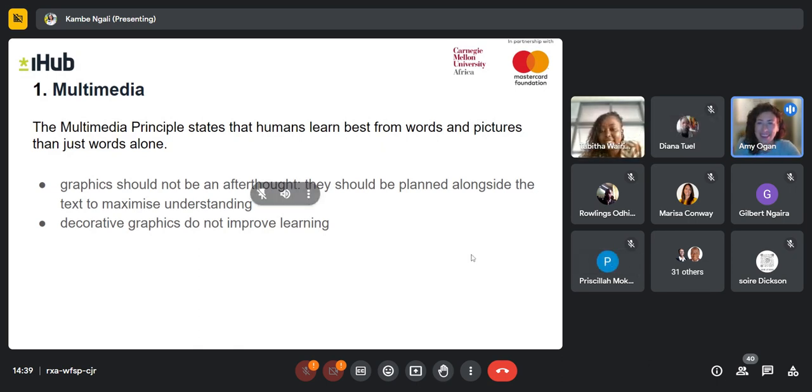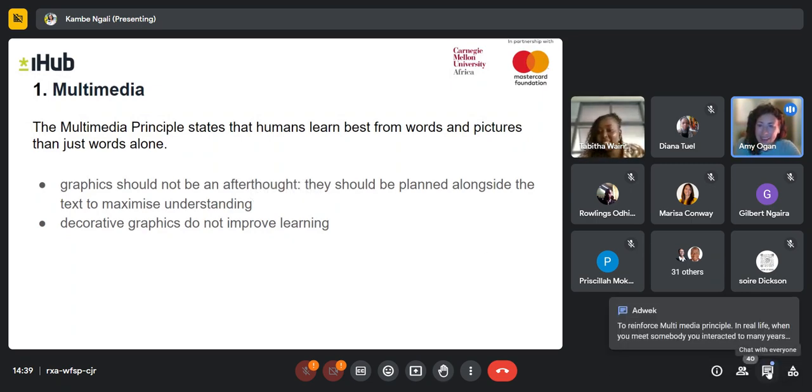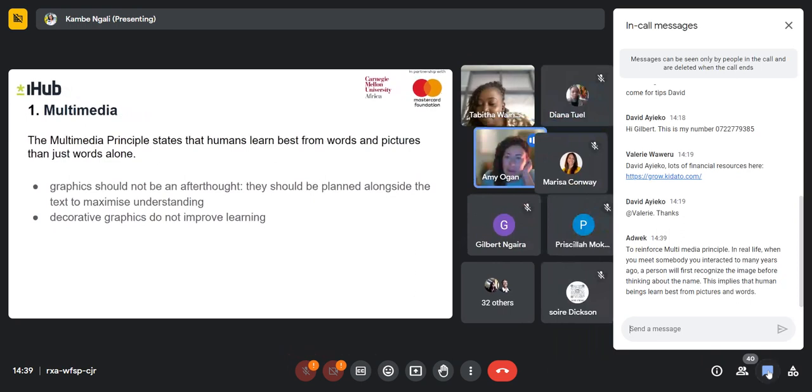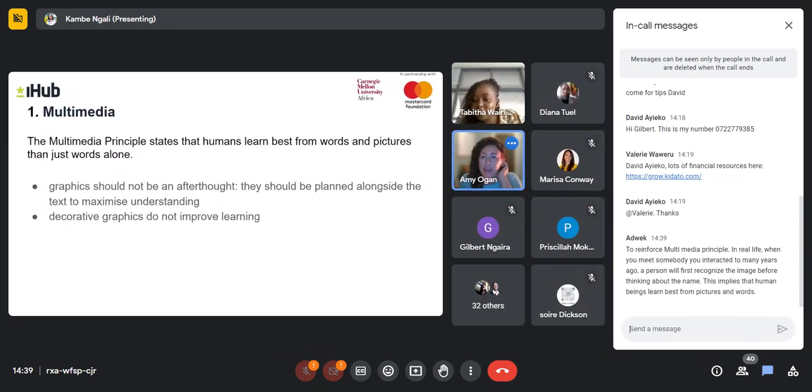All right, well, thanks to our brave volunteers. Yeah, so we've got a comment to reinforce the multimedia principle. In real life, when you meet somebody you interacted with many years ago, a person will first recognize the image before thinking about the name. This implies that human beings learn best from pictures and words.